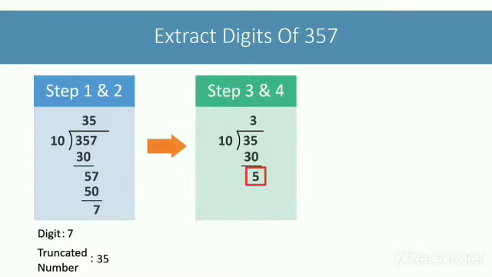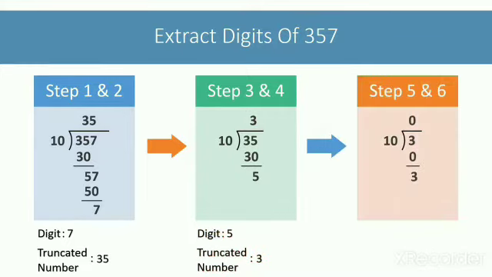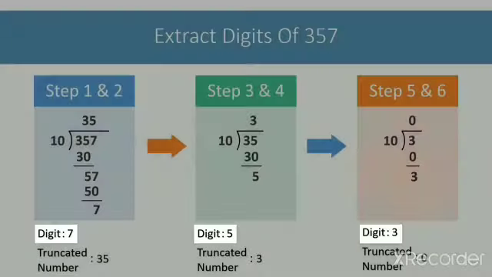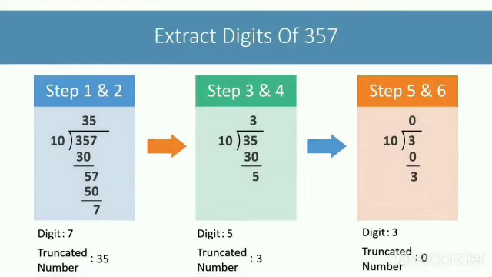Dividing 35 with 10 gives 5 as the remainder. This gives us the second digit of the number. Our new truncated number is the quotient of this step, that is 3. We again repeat our steps with 3 as our new number. We get the third digit of the number as 3. The quotient is 0, which means that we have extracted all the digits of the number. So, by the end of this step, we have all the 3 digits 7, 5 and 3 of the number 357 with us. It is that simple to extract the digits of a number and secure one question of 15 marks in section B of your board examination paper.